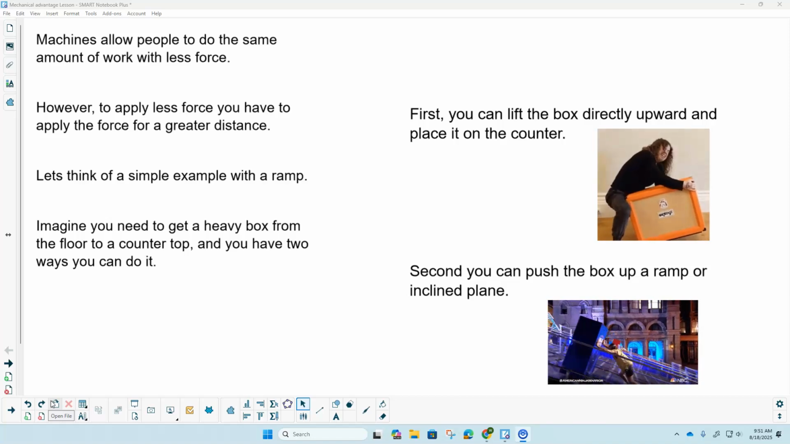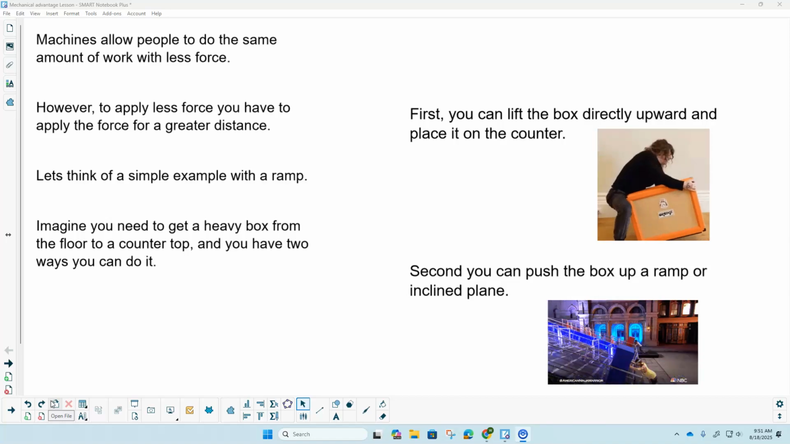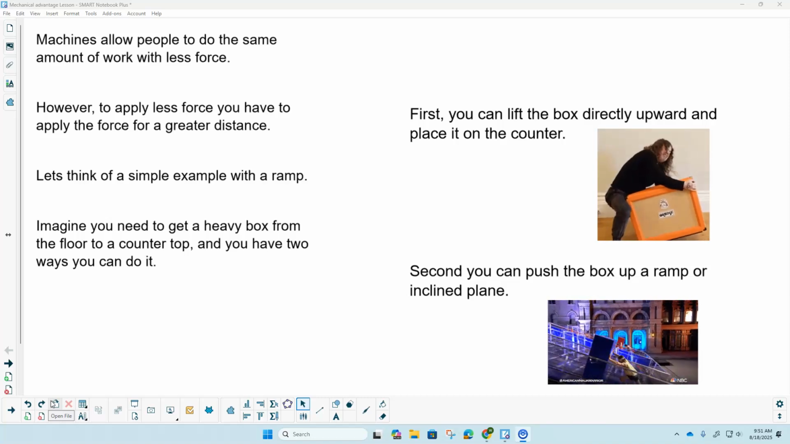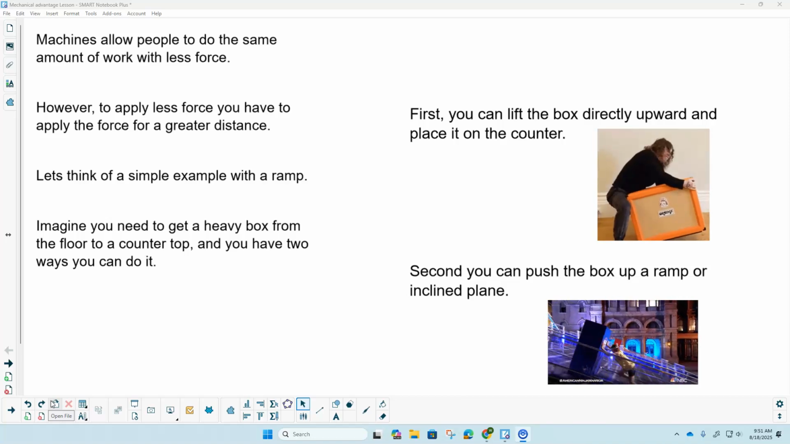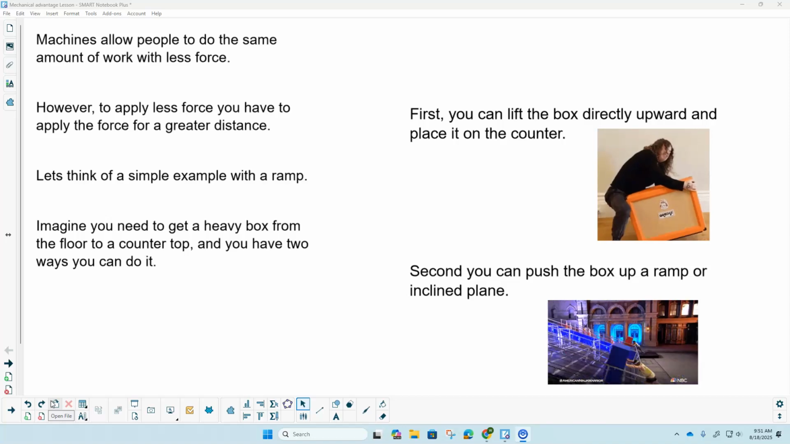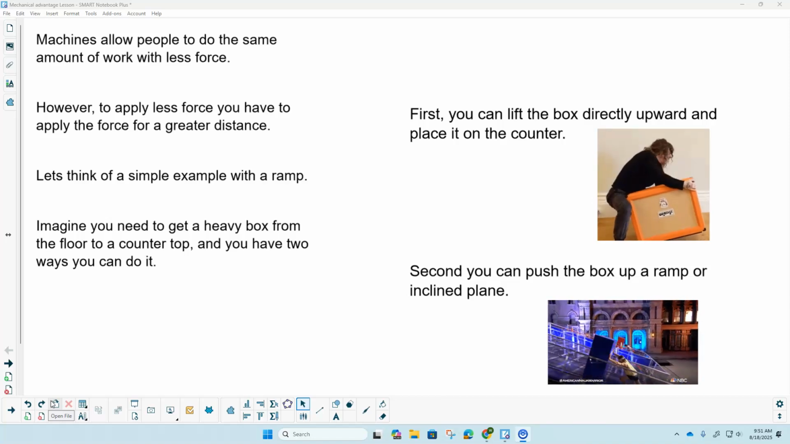So let's talk about probably the simplest of the simple machines that we're going to examine, which is just a ramp. I'm sure you guys have all looked at ramps or inclined planes before and used them. Let's imagine we have two scenarios. In situation one, we're going to try to lift a box directly upward, and that box is really heavy, so you might not be able to lift it and put it on the counter where you need it to go. In the second case, you have constructed a ramp that you're going to be able to push the box up, and that might make it easier for you, so you'd have to apply less force.